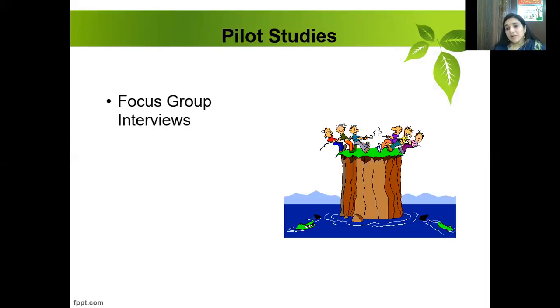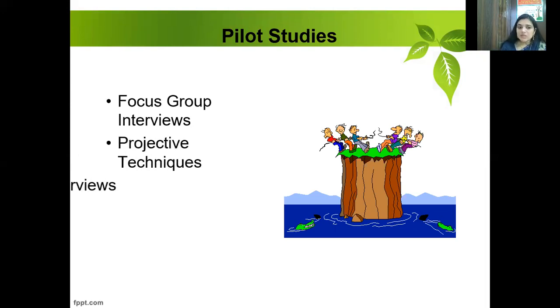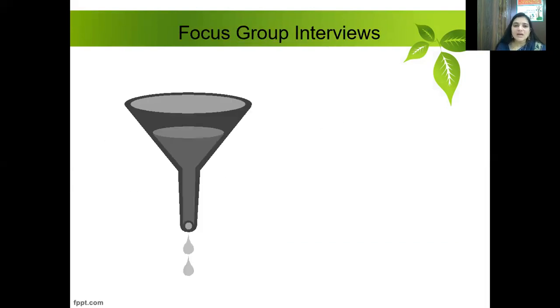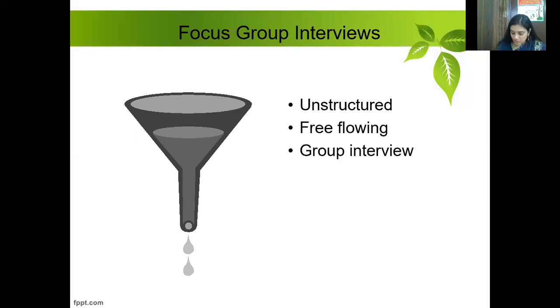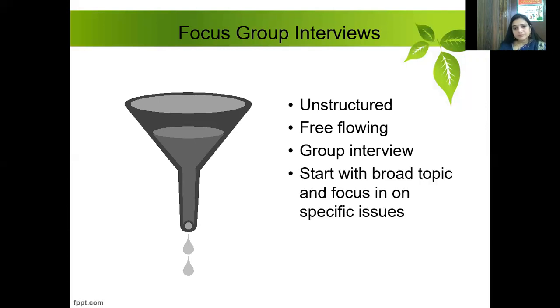Pilot studies, number one, can be focus group interviews. We'll be discussing it in detail. Then projective techniques and in-depth interviews. Let us start with focus group interviews. These are generally unstructured, free-flowing, and sort of group interviews. These start with a broad topic and focus in on specific issues.